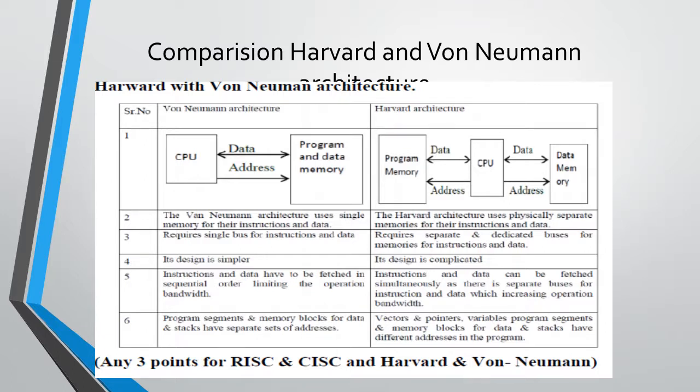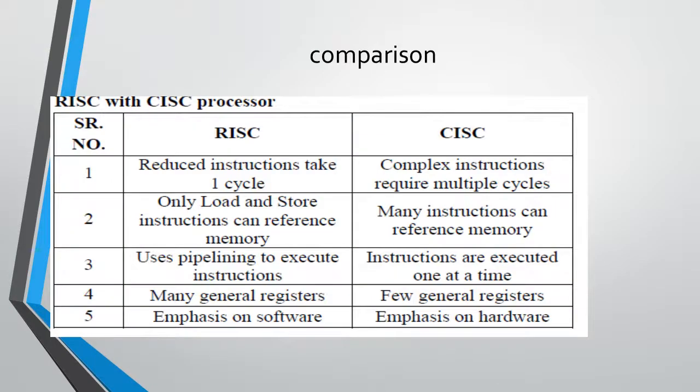Fourth point, instruction and data can be fetched simultaneously in Harvard architecture, but in von Neumann architecture they have to be fetched in a sequential order. So this is the comparison of Harvard and von Neumann architecture.